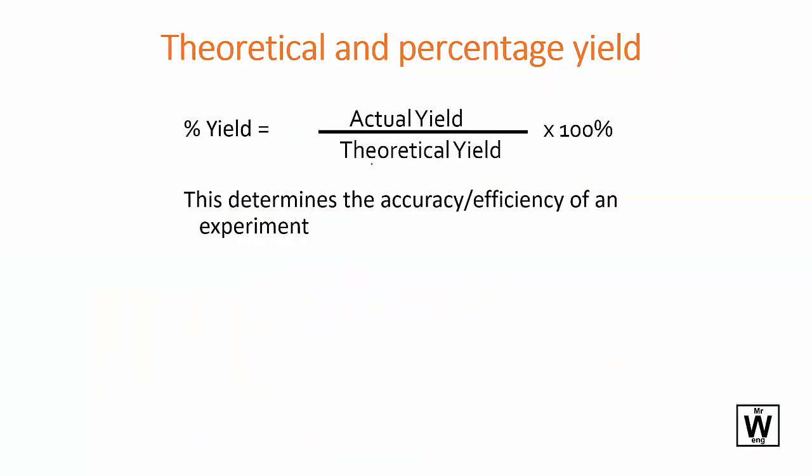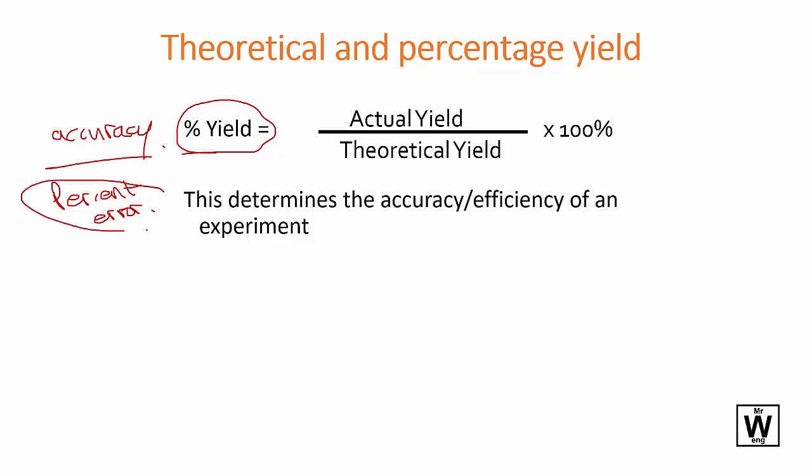Now, when you've done an experiment, if you're trying to get a certain amount of product, you can use this percent yield to give you an idea of the accuracy of your experiment, which is very similar to what we did previously with percent error. The only difference is percent error will cover you for experiments where there isn't an amount of mass that you're getting at the end of it.